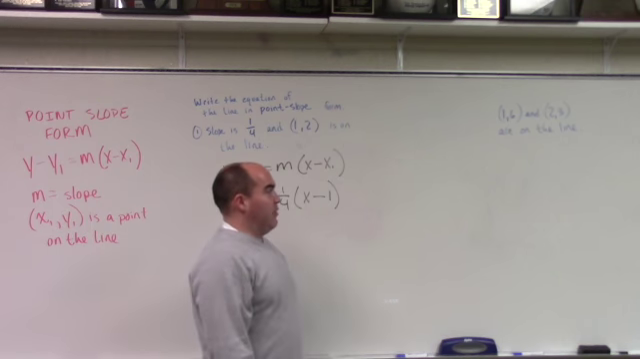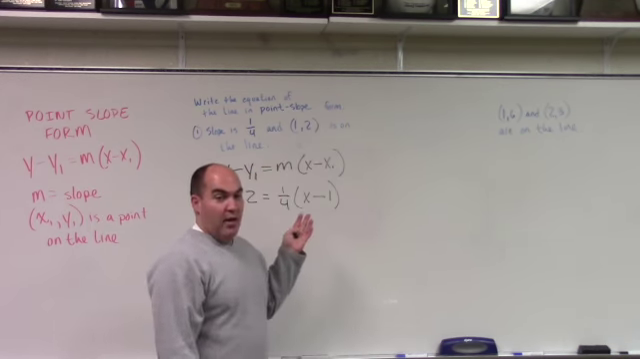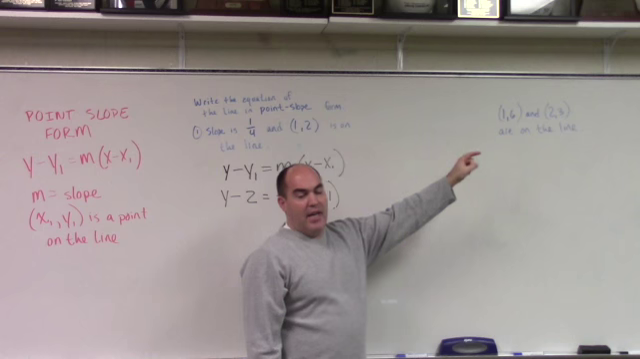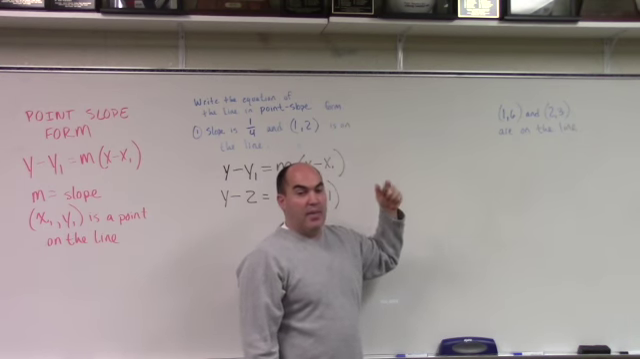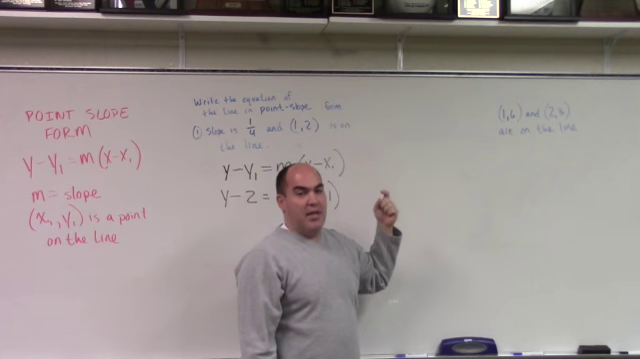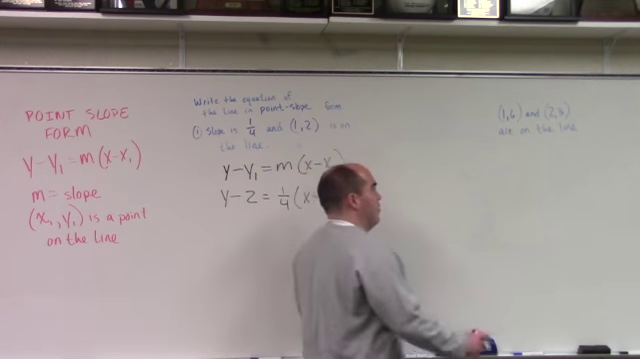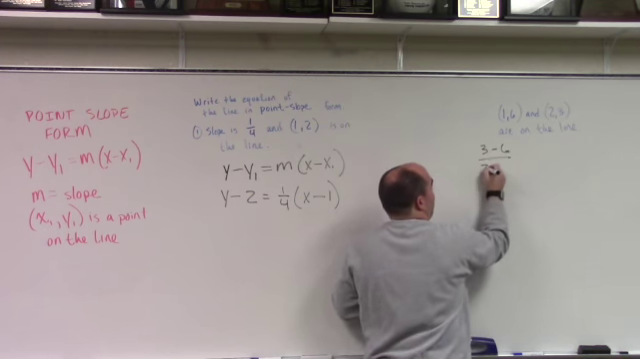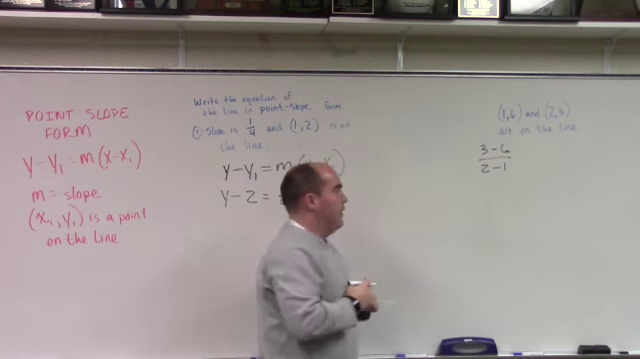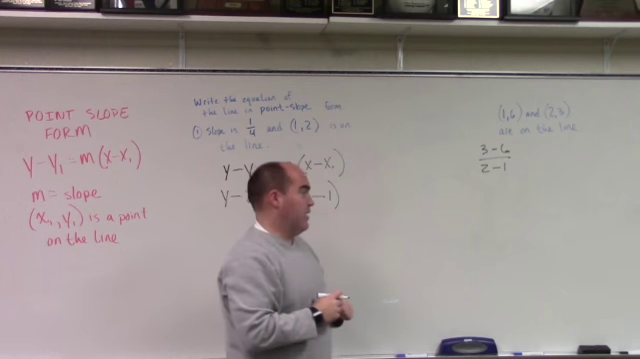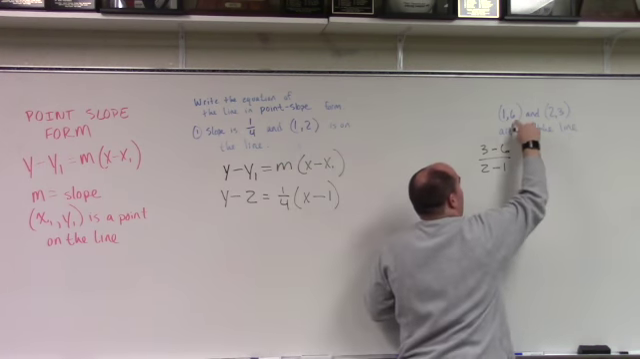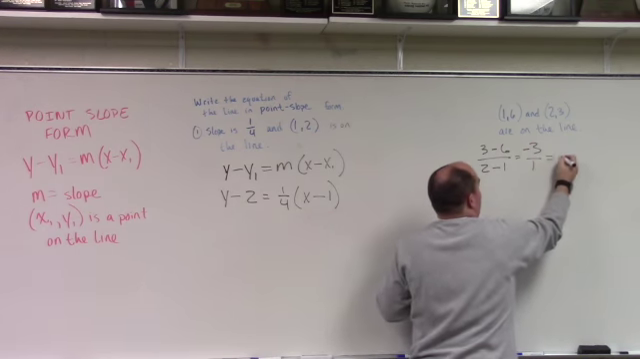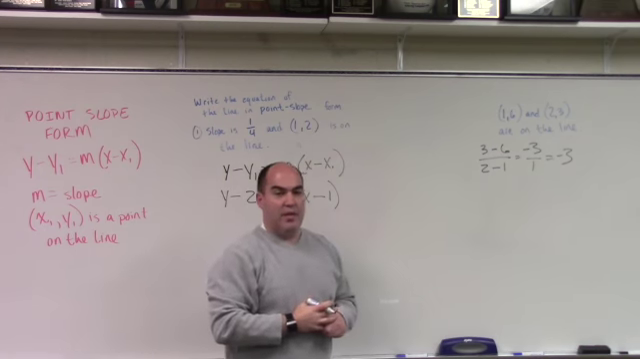Alright, the next thing we're going to have to do is, if they ask us the same thing, write it in point slope form, but you're given (1, 6) and (2, 3) are on the line. So they give us 2 points, but they don't give us a slope. So just like we did yesterday, you're going to have to find the slope on your own, which means we're going to do 3 minus 6 over 2 minus 1, because it's y minus y over x minus x. So 3 minus the 6 is going to be negative 3. 2 minus the 1 is 1. So I get that my slope is negative 3.